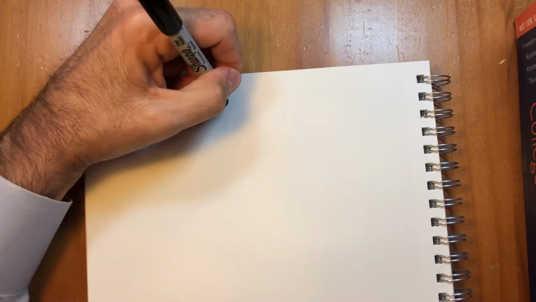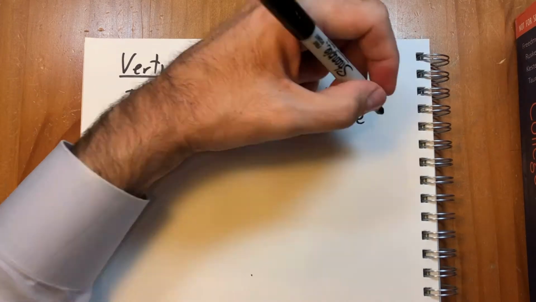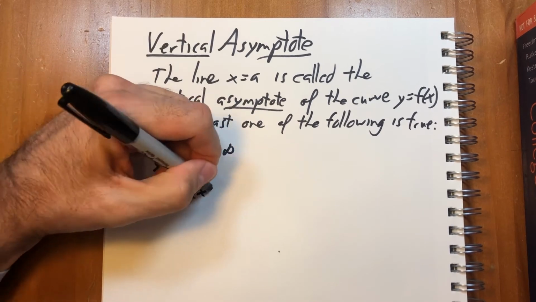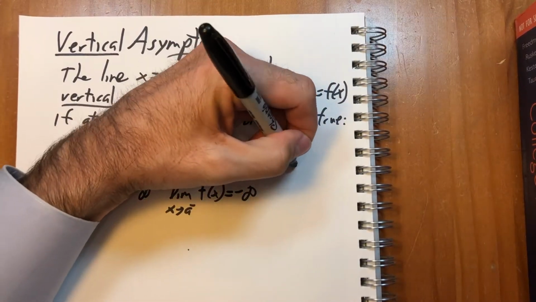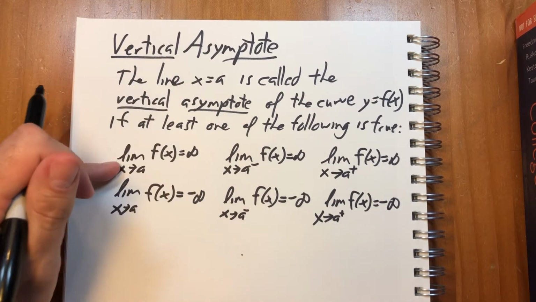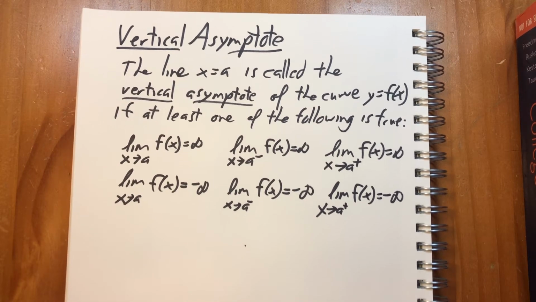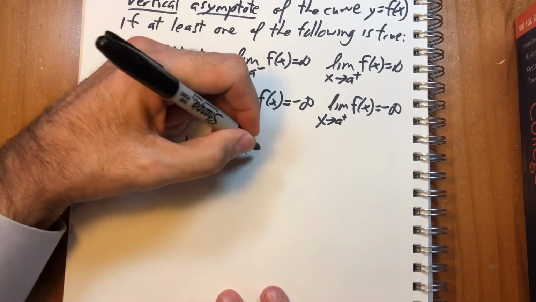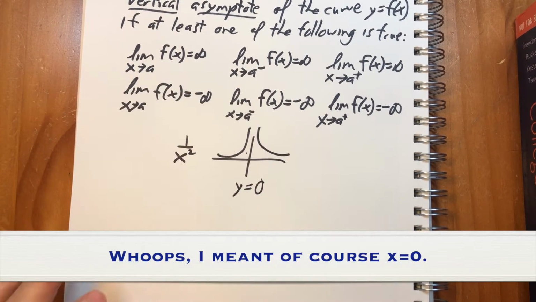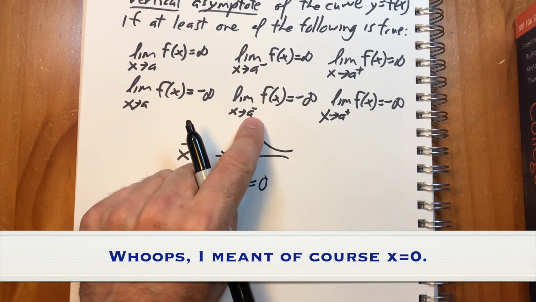One more definition: vertical asymptotes. The line x equals a is called a vertical asymptote of the curve y equals f of x if at least one of the following is true. Basically, if at a, f of x approaches infinity or minus infinity, either from a one-sided limit or the full limit, then it's called a vertical asymptote. For instance, with our function 1 over x squared, at 0 it goes up like that. So here, x equals 0 is the vertical asymptote because the limit as x approaches 0 is infinity.